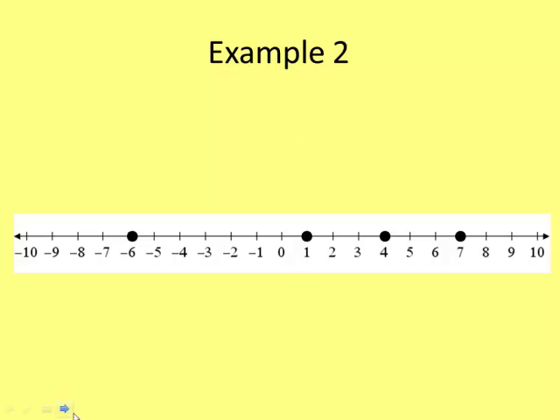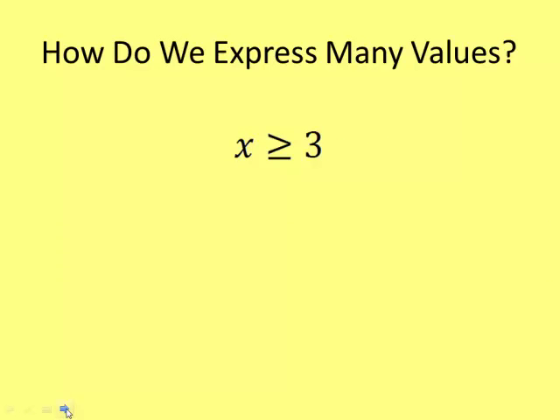Okay, in example 2, let's say we have a set B and it contains these values. Which values are they? It's -6, 1, 4, and 7. So inside our set, we would have these values. So B would equal -6, 1, 4, and 7. So that's how we would do a few finite values.